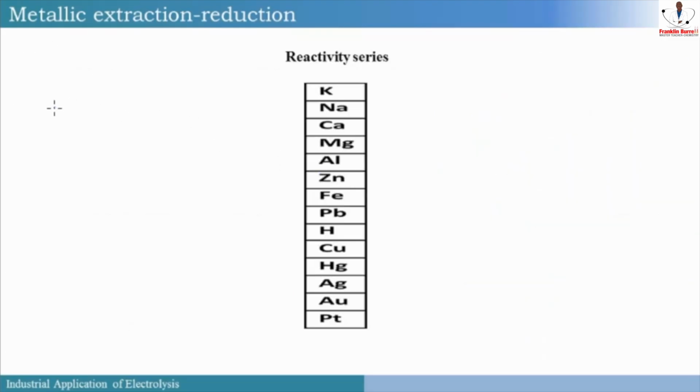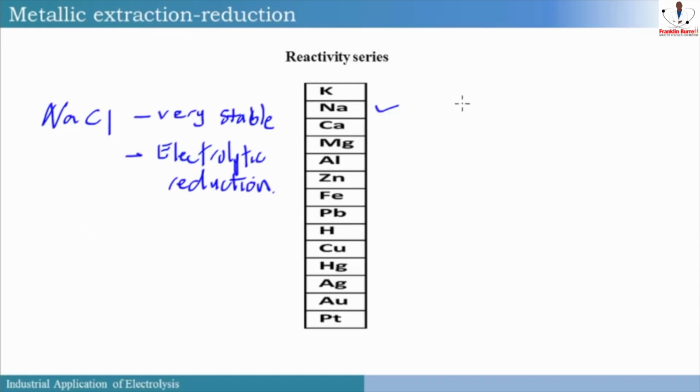Let's look at sodium chloride. Sodium chloride, as you can see, sodium is found high in the series. So sodium chloride is a very stable compound. Being very stable, the process then would be electrolytic reduction.